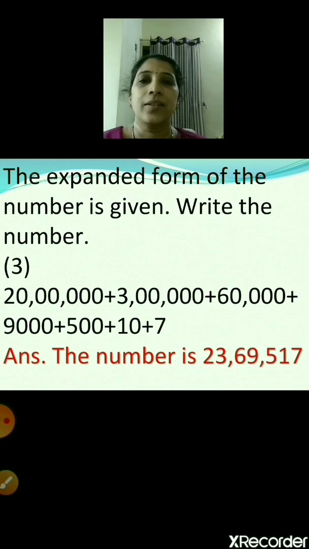Let's move to the third one. Now in the third one, children, I have not prepared the table. So we are going to write it directly. So you can see what is the third one? It is 2 followed by 6 zeros plus 3 followed by 5 zeros plus 6 followed by 4 zeros plus 9 followed by 3 zeros plus 5 followed by 2 zeros plus 1 followed by 1 zero plus 7, right?